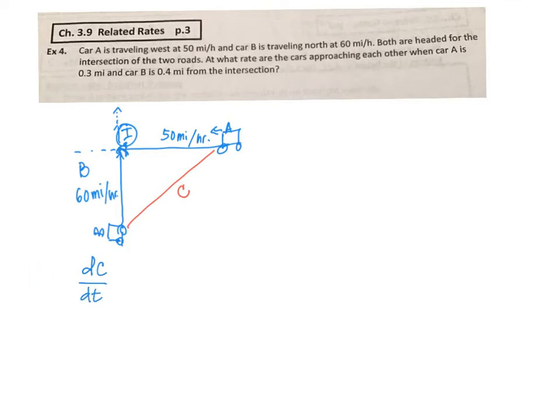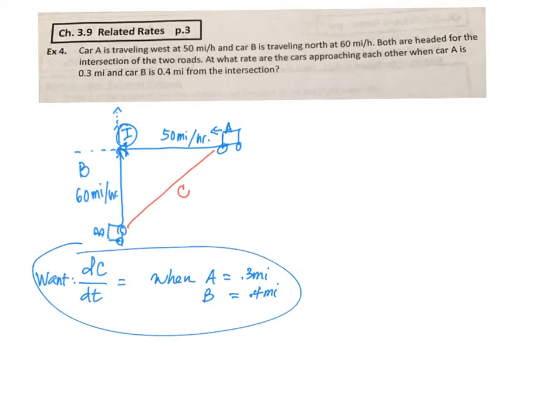So let's write down here. We want dC/dt when A is 0.3 miles from the intersection and B is 0.4 miles from the intersection. This is what we want. Now, we are at the intersection. That would make a right corner, so we have a right triangle. In the right triangle, we have A squared plus B squared equals C squared.